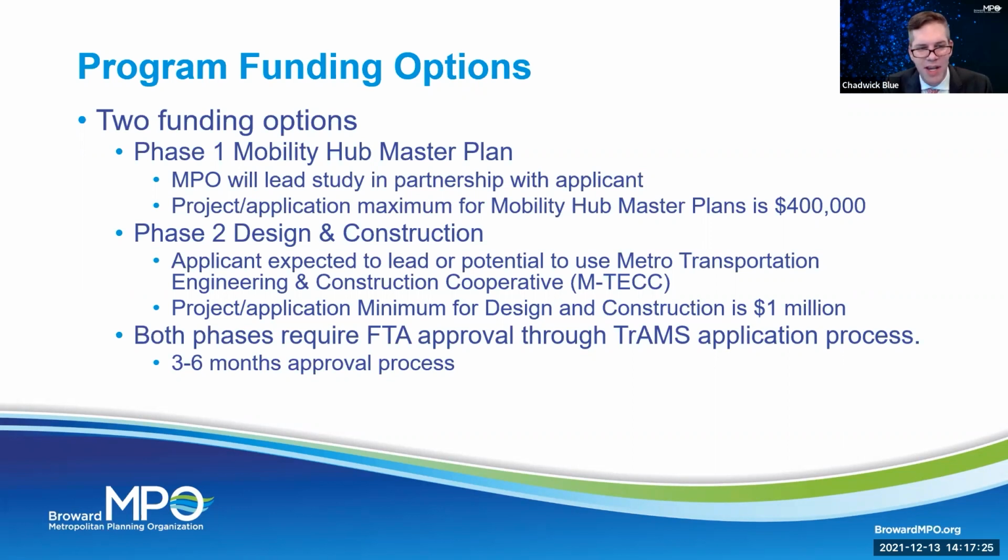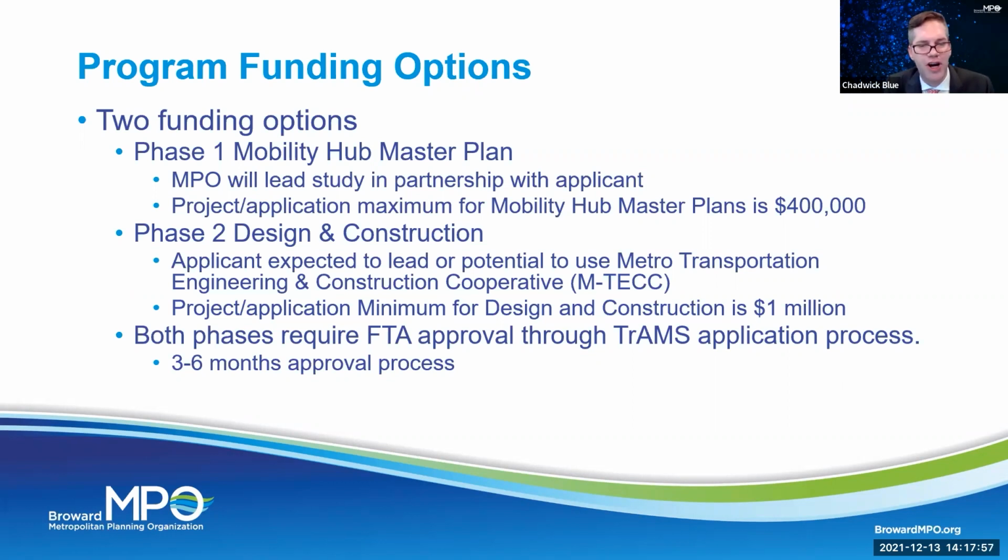Now, we've set that because, again, as I mentioned previously, there are a lot of steps that need to take place behind the scenes in order to advance this money. And as I mentioned previously, there's an application process that has to go through the FTA, and it's fairly heavy lift. So we want to make sure we have at least $1 million worth of capital to fund through that. Now, there's no maximum, but there is a minimum.